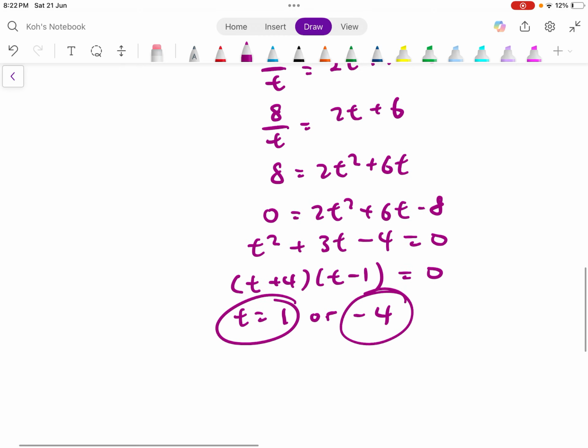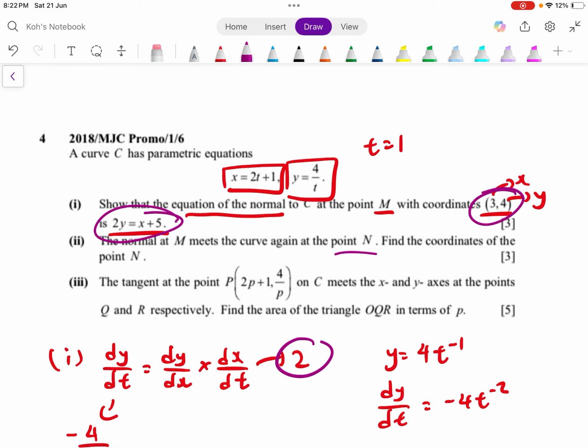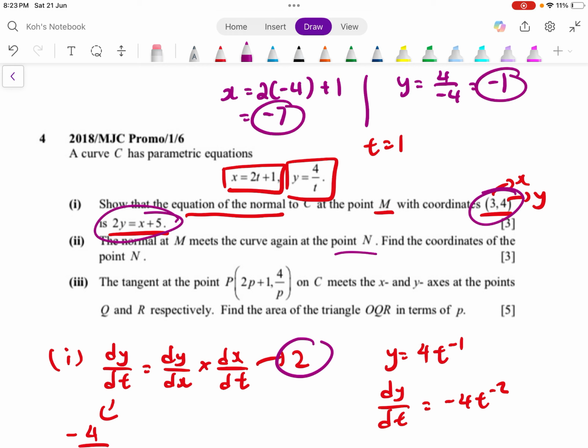Very simple. Just sub in the negative 4 inside your parametric again. So x is equal to 2 bracket negative 4 plus 1. This will give you negative 8 plus 1, negative 7. Then y is equal to 4 over negative 4, so it is negative 1. So this is the so-called x and y coordinate. So it will cut the curve again at negative 7, comma, negative 1. So that's part 2.